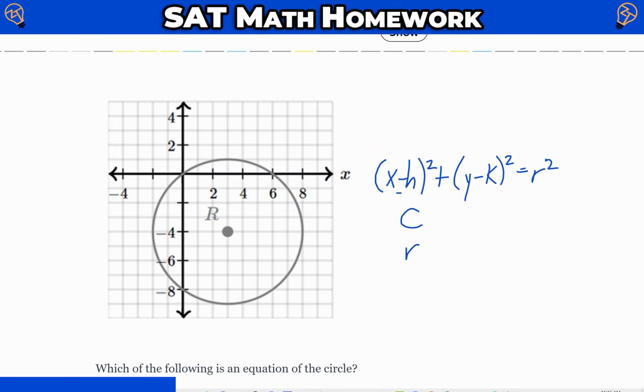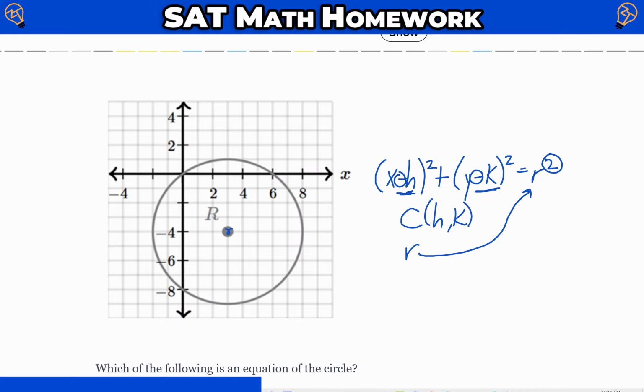Well, the center is always the opposite of whatever's here. That's why there's a negative. And then opposite of whatever's here. So we call it HK. And then notice this is the radius squared on the right side. So you'd have to take the square root of it to get the radius. Or once you know the radius and are putting it in the equation, you need to square it.